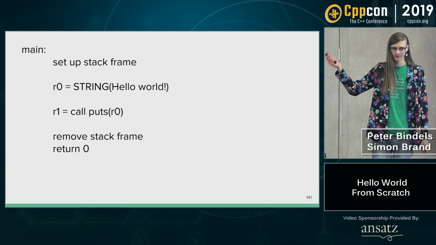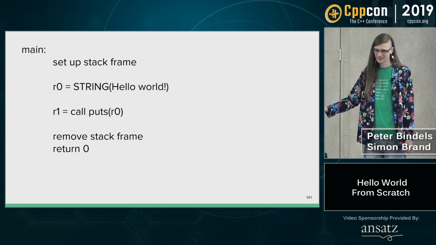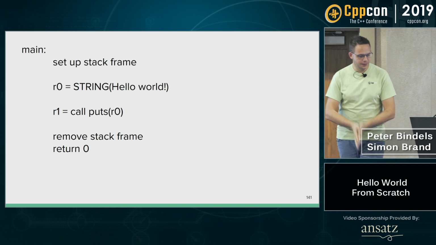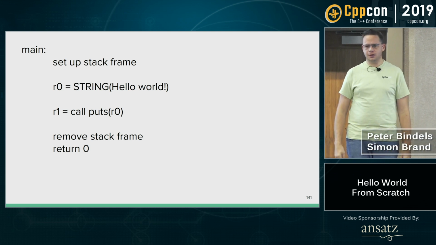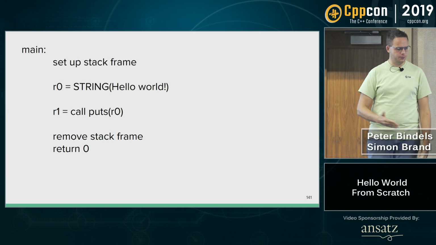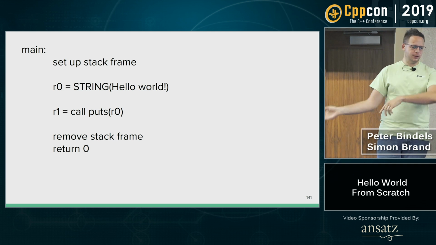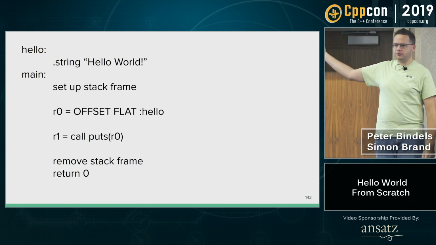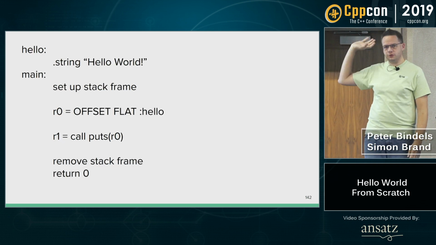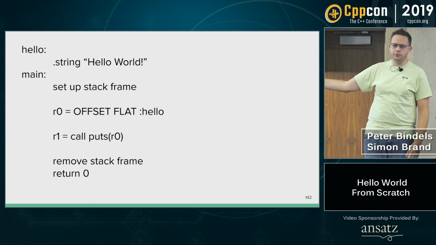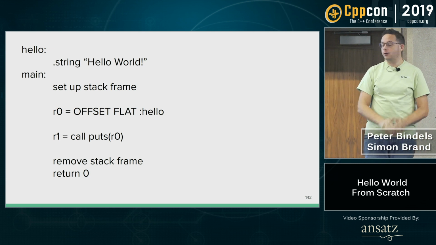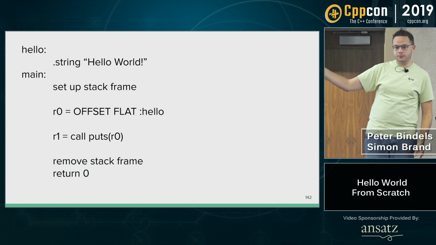OK, assembly output. So this is, again, our IR. Let's take the program and make it into assembly. Let's first start by looking at a string. Strings are big, and we can't just put that in the middle of an instruction. So let's take the string and move it somewhere else. We now have something called a .string, which is some section of memory. We call it hello because it's a nice name for it. And we move the offset of that into R0.